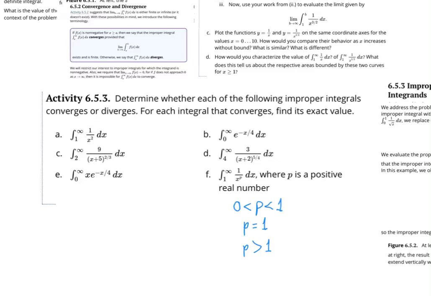Please pause the video, give all of these integrals a try. It never hurts to practice integrals more. So please do that before you proceed.